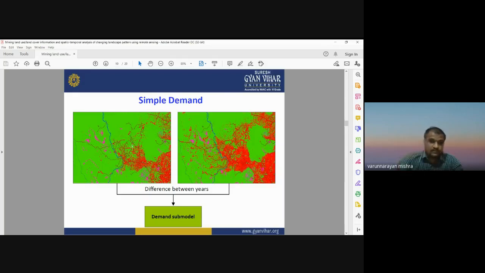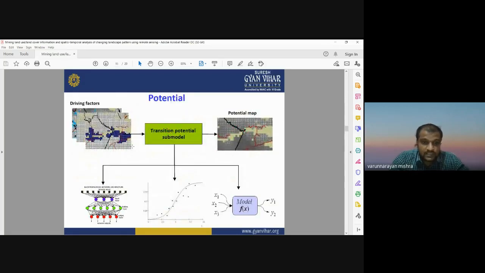So how much increase is there, how many classes are changed, what is the amount of the change over different periods of time. It will provide you the demand, meaning the rate and quantity of the change. This is a simple demand model. The potential means where the change is going on, what is the location of the change. If there is change, definitely there should be some location, the most probable location where the change can happen.